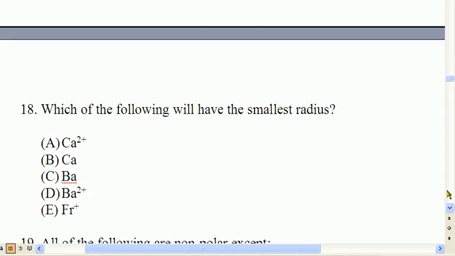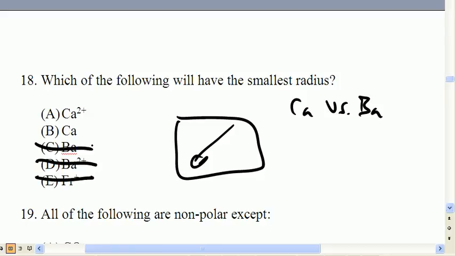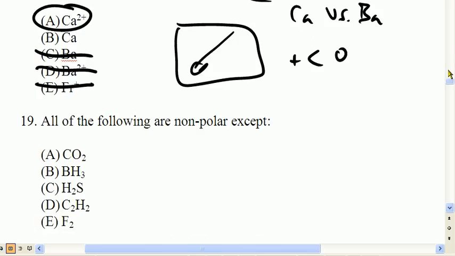Number 18, which of the following will have the smallest radius? Okay, so we know that radius increases this way. So between Ca versus Ba, Ca is going to have the smallest radius. So get rid of the Ba and the Fr actually. And we know that the plus is smaller than the neutral. So smallest radius is going to be Ca2 plus. It's got 2 less electrons.